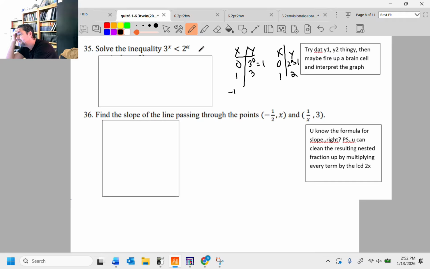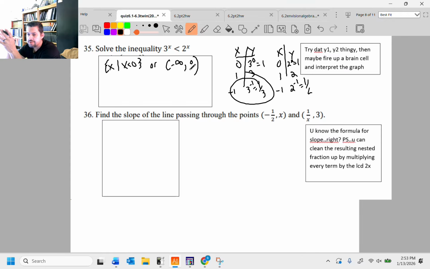All right, think about negative exponents. This becomes 3 to the negative first, which is a third, and this becomes 2 to the negative first, which is a half. And suddenly, we start having situations where the left is smaller than the right. So the correct answer is, as long as we're less than 0, this thing is golden. And that would either look like set builder notation, something like that, or negative infinity to 0, depending on who wrote this test. And it wasn't me. At least I didn't write this particular question.